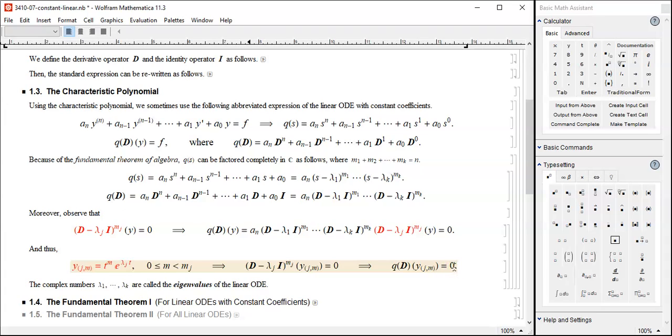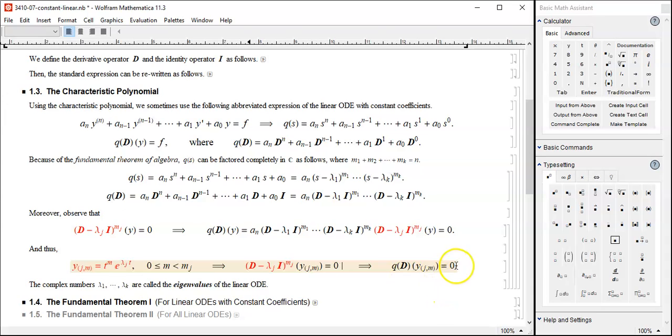So t to the m power times exponential of lambda_j t. And m can be 0, 1, 2, 3 all the way over to m_j minus 1. It has to be less than the multiplicity. These multiplicities here. Then we can actually prove that this operator applied to y is equal to 0, and that's just brute force proof. Okay, it's not exactly brute force. You need to have some recursion, so it can be a little bit tricky. Not too bad, but we can do it and we will do it later.